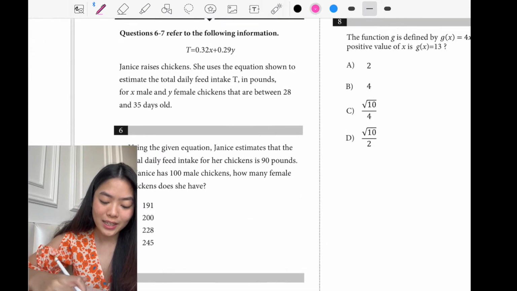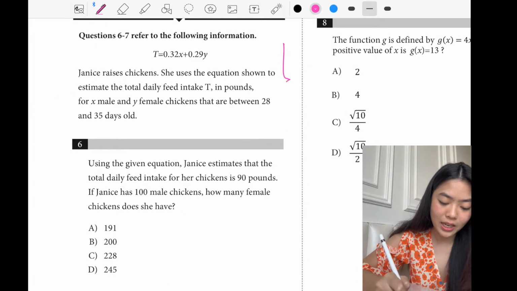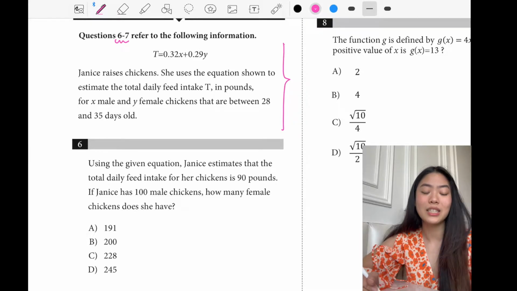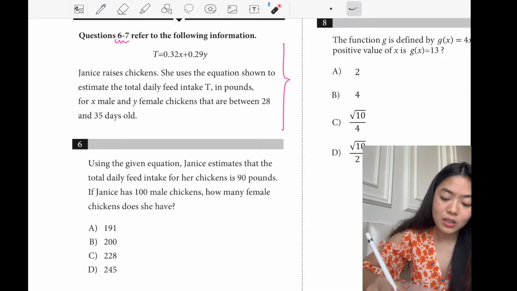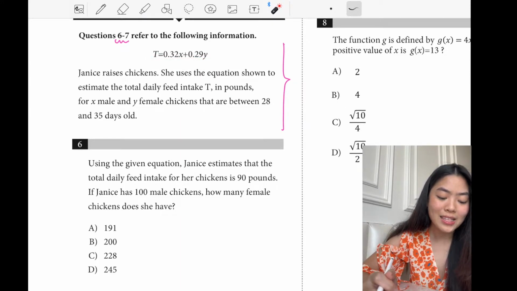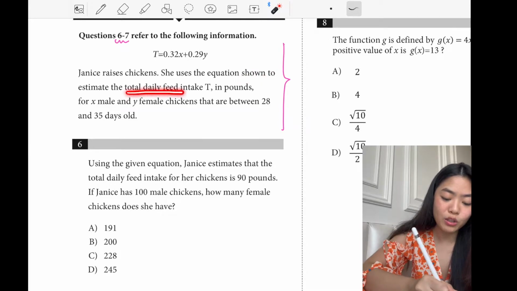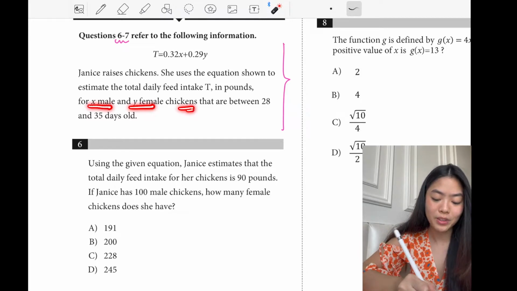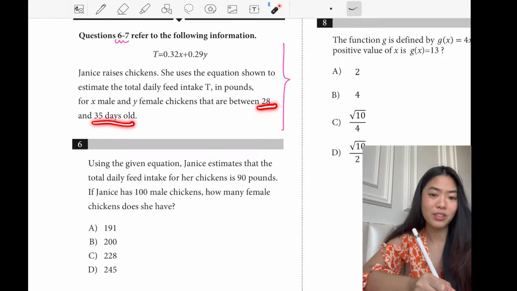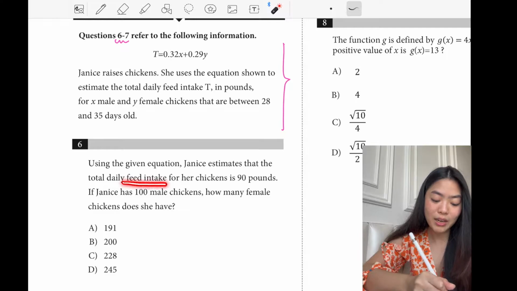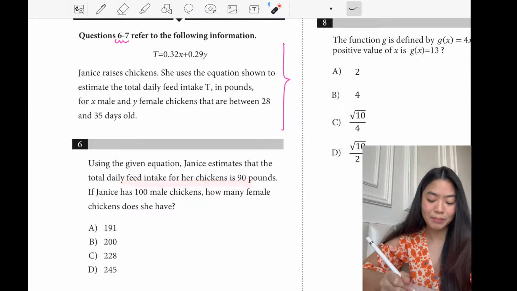Okay, next one, question 6. So I'm gonna scan, you can read. Okay, so question 6 and 7 refer to the following information. T equal to 0.32x plus 0.29y. Janice raises chickens. She used the equation shown to estimate the total daily feed intake T in pounds of x male and y female chickens that are between 28 and 35 days old. Okay, use the given equation. Janice estimates that the total daily feed intake for her chickens is 90 pounds.